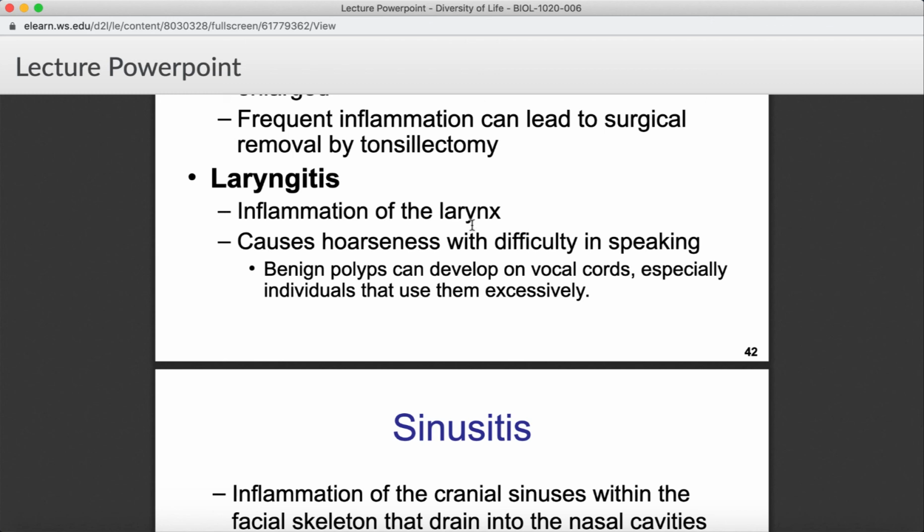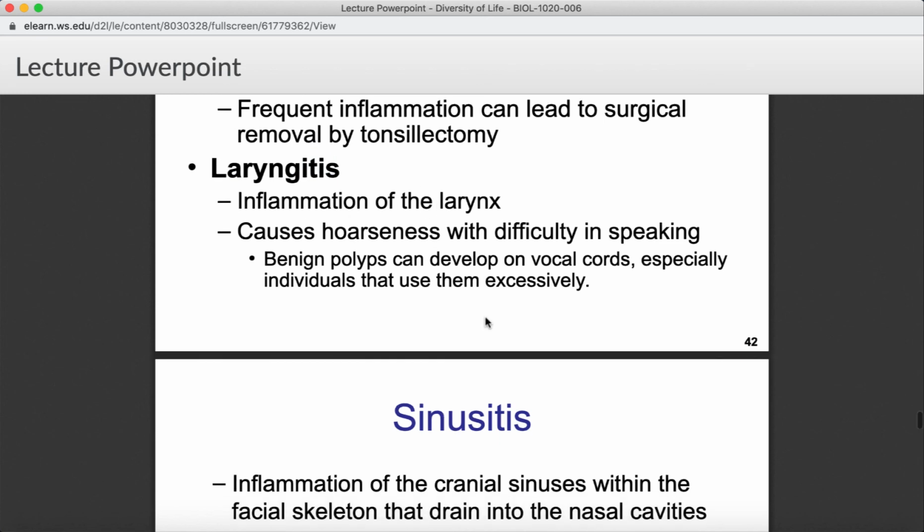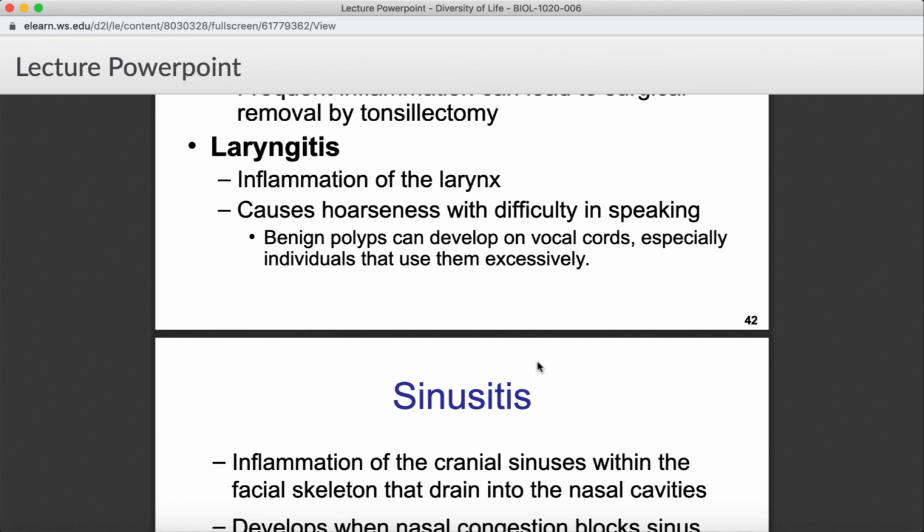Laryngitis, inflammation of the larynx. Itis, that suffix, means inflammation. So laryngitis, inflammation of the larynx. Hoarseness, difficulty speaking. Sometimes you can get polyps that develop on the vocal cords, especially for individuals that use them excessively. Think like opera or death metal singers. You know, people that are just constantly putting their vocal cords through the ringer.